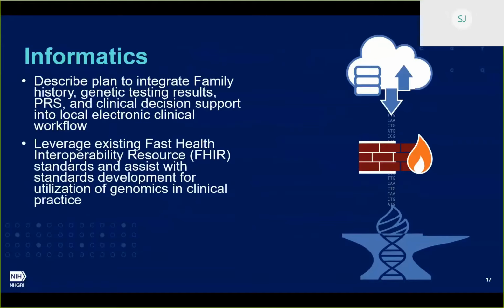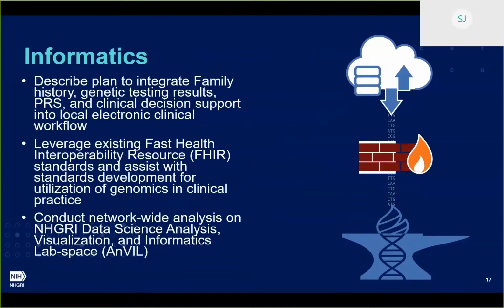We look at informatics as more of a comprehensive approach to address these barriers. However, we don't want things to go off the rails or in different directions, so we want to leverage existing FAST HL7 interoperability resources and standards for our ability to transmit and develop utilization standards for genomics in clinical practice. In addition, we want to have a central place to provide network-wide analysis using the NHGRI Data Science Analysis Visualization Informatics Lab Space. Additional information you should be considering in your applications is that the eMERGE network leverages the Observational Medical Outcomes Partnership data model.